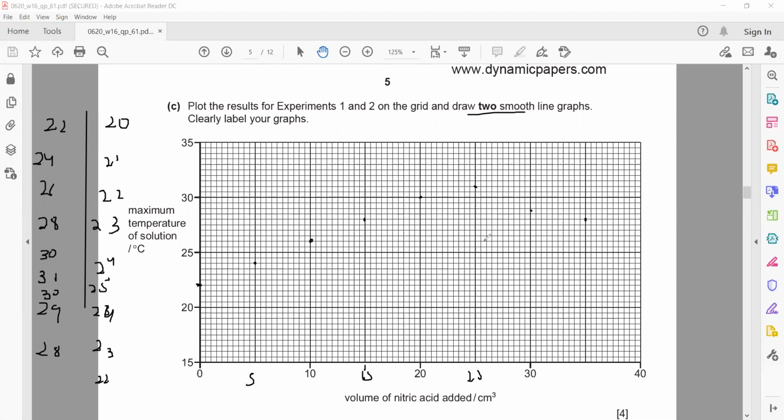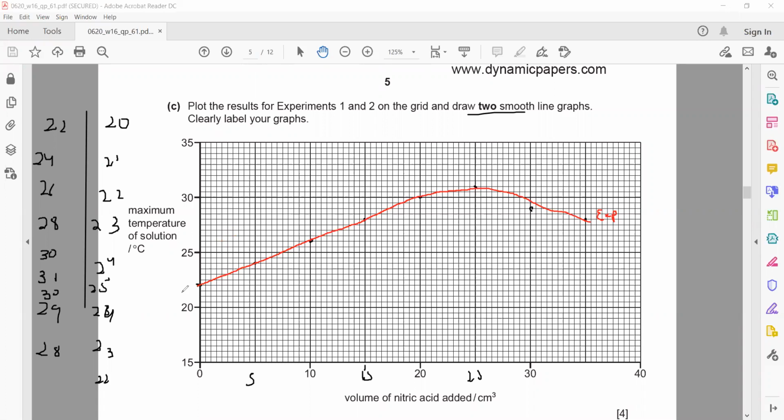So what we have to do, we have to draw a freehand graph, the smooth line graph. So we have to just join these points. This is for the first experiment. You should label as well, experiment 1. And the second one is for experiment 2.